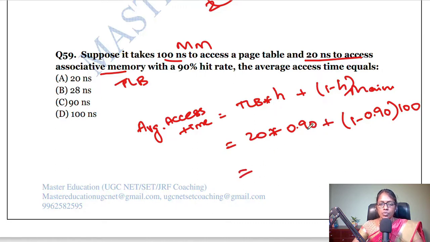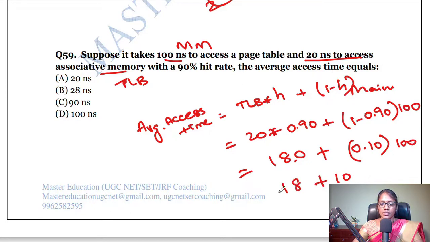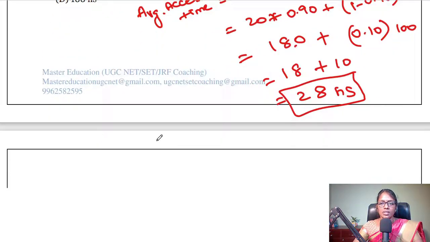So 20 into 0.9 is 18, and 0.10 into 100 is 10. So 18 plus 10 equals 28 nanoseconds is the answer. Option B. So the average access time equals 28 nanoseconds.